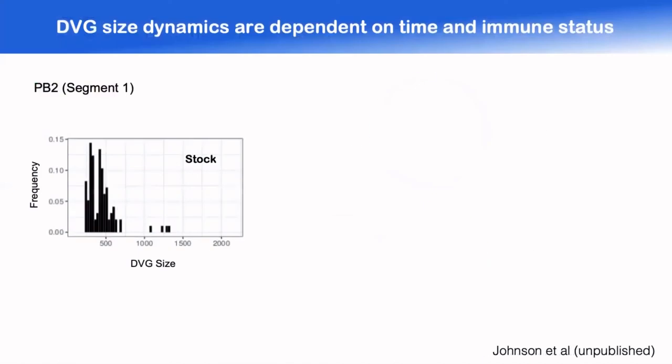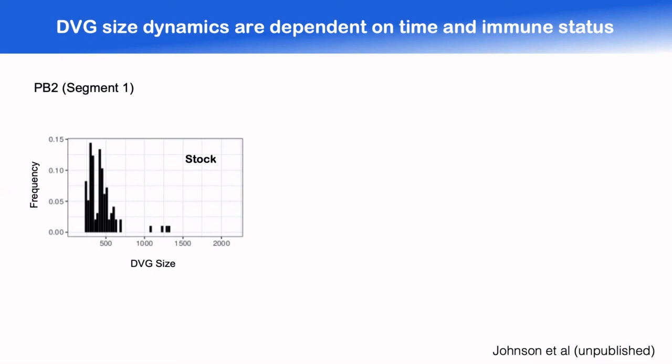So if I look at the stock viruses themselves, this is a representation of, on the x-axis, the DVG size, so how big the DVGs are, with the frequency of these different sizes. And you can see that in the stock, we had a lot of DVGs and they were very small. And here I'm focusing only on one of the polymerases because it is the segment that gets deleted the most often.